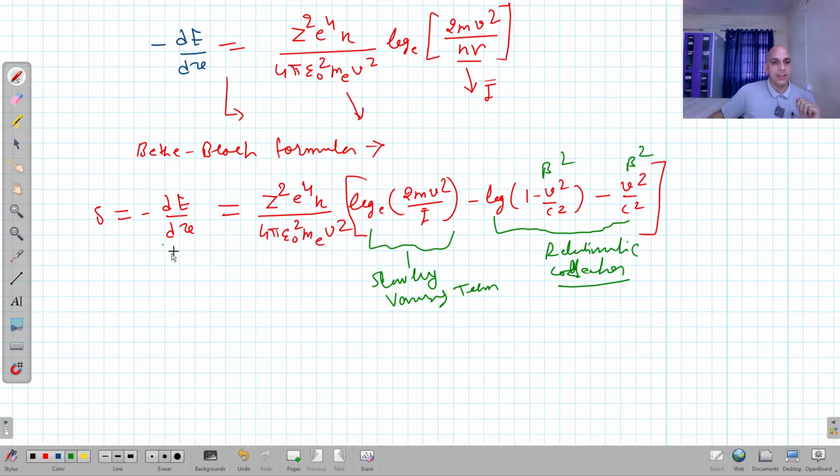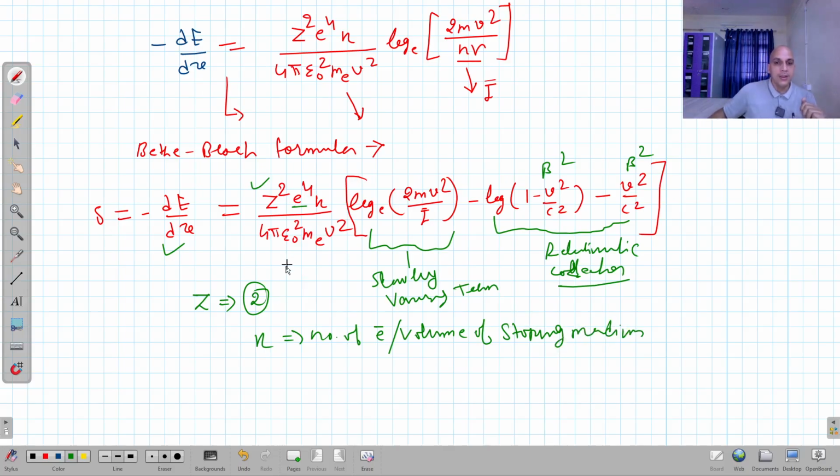As I told you, minus dE upon dx is equal to z square. What is z? Z is the atomic number of the heavy charged particle. In case of an alpha particle, it is 2. E is the charge on the electron. What is small n? Number of electrons per unit volume of the stopping medium. Now 4 pi epsilon naught square, you know very well. m e is the mass of the electron of the stopping medium.